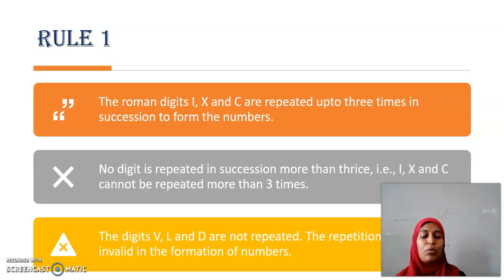Now the last point is the digits V, L and D are not repeated. They cannot be repeated. They can appear only once in a number. The repetition of V, L and D is invalid in the formation of numbers.